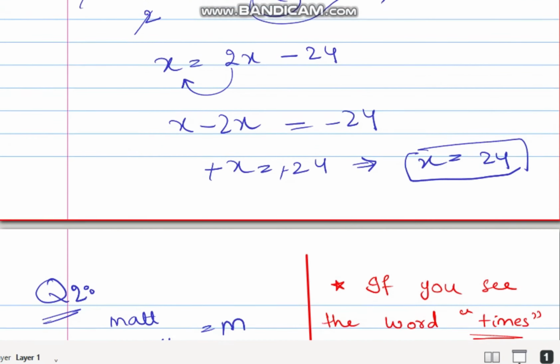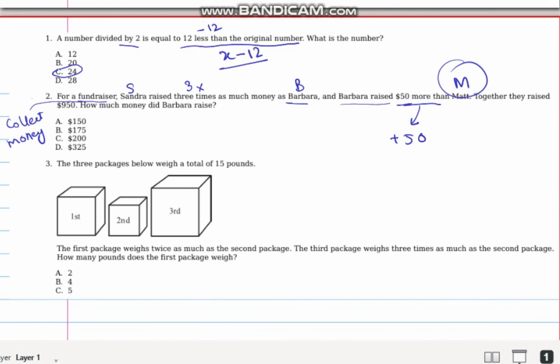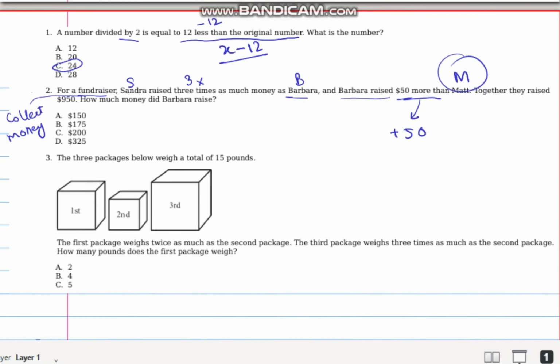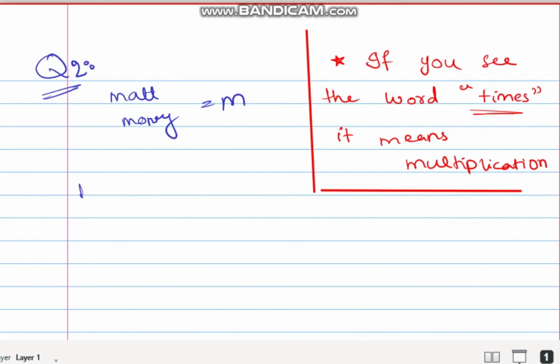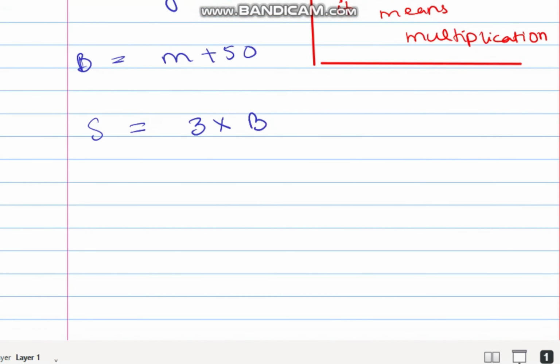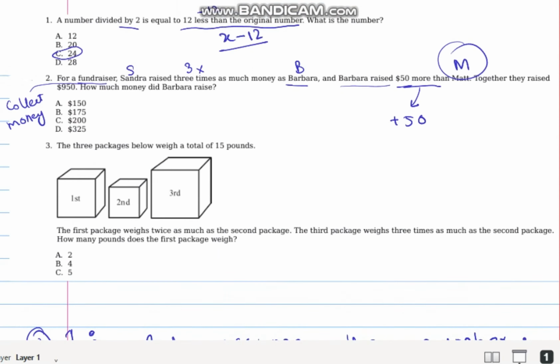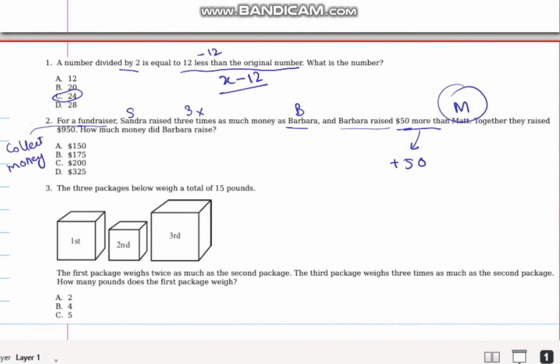Let me read the question again. Barbara raised 50 more than Matt. So what will be the money of Barbara? It will be M plus 50. And what will be Sandra's money? Sandra's money will be 3 times Barbara's, that is 3 multiplied by B. This is a very simple equation. Now let me move to the question again.